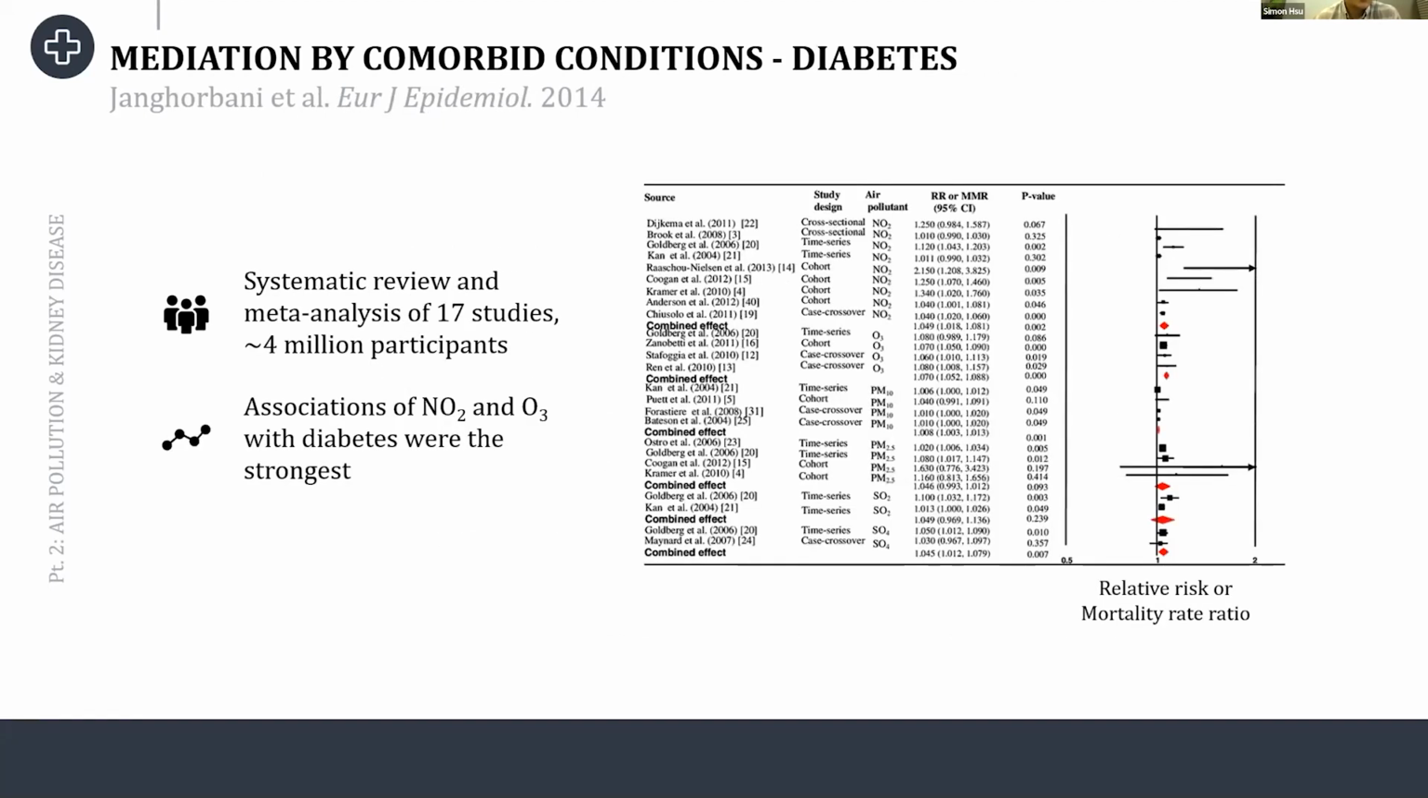So moving on to diabetes. These are the results of a systematic review and meta-analysis of 17 studies, almost 4 million participants, and the main results are on the table to the right. You can see they organized these studies by the air pollutants. Up top you have nitrogen dioxide, underneath you have ground level ozone, et cetera. And over here on the right, the red diamonds are just the combined effect of each one of these air pollutants. Basically you see that associations of nitrogen dioxide and ozone with diabetes were the strongest.